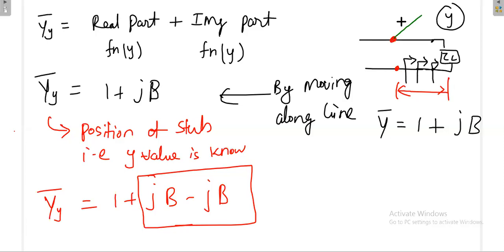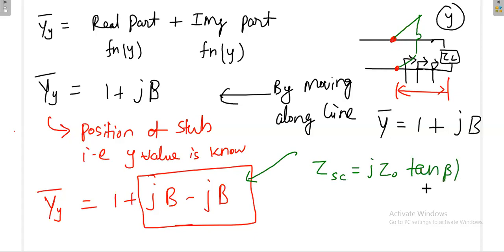Again the length, you cannot put any length that you want. You have to provide the length in such a way that it gives minus jB. Is it possible to get minus jB? Because you are introducing the short circuit stub, you should know the impedance introduced by the short circuit, which is jZ0 tan beta L.